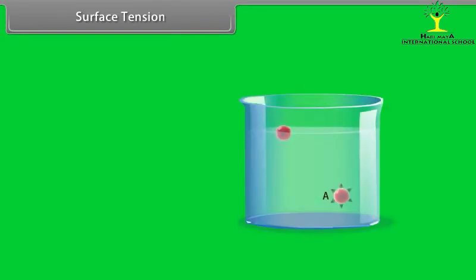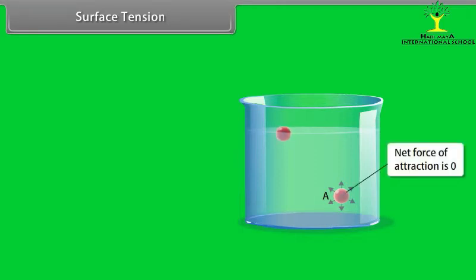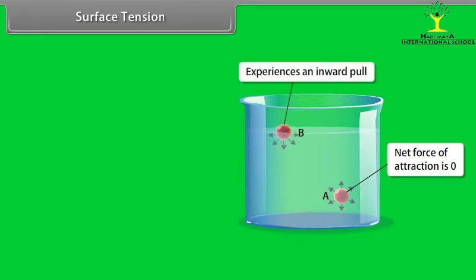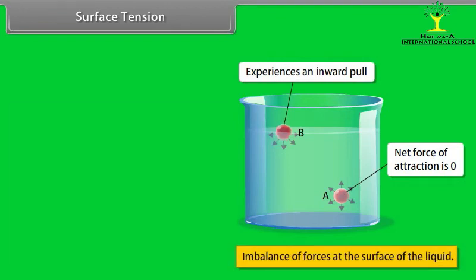Surface tension. A molecule within the bulk of liquid is uniformly attracted in all directions by the neighboring molecules. Therefore, the net force of attraction acting on such a molecule is almost zero. However, a molecule at the surface of liquid has no upper molecules to participate in attraction. This creates imbalance of forces at the surface of the liquid. Consequently, the molecules at the surface experience a resultant inward pull.